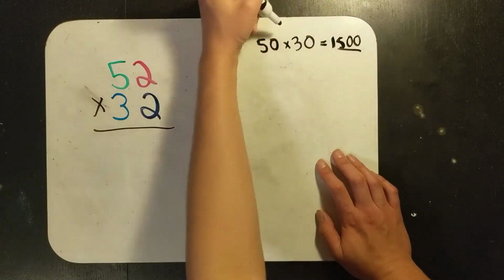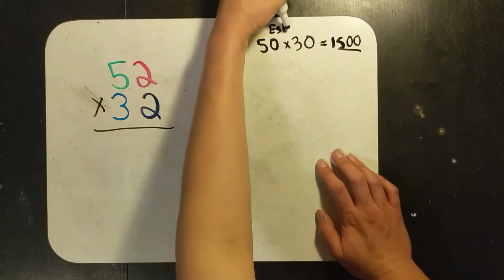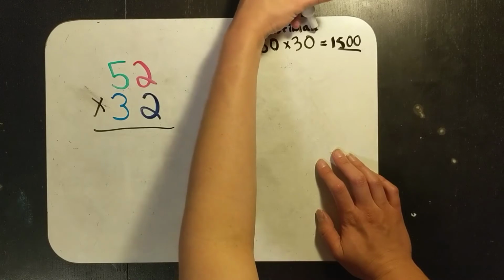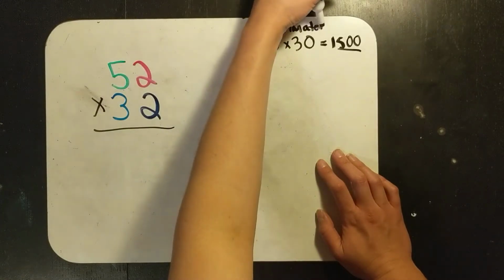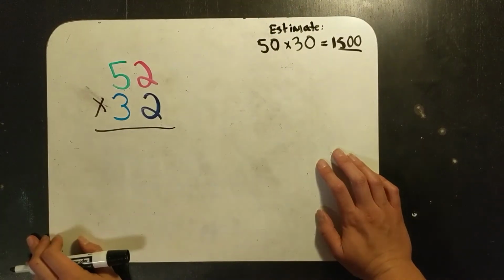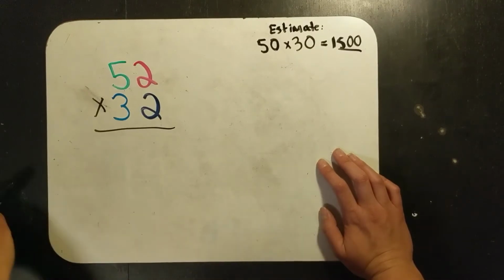So here's our estimate. Please make sure if you're in my class that you're doing an estimate on your whiteboard that you can take a picture of, or you're writing an estimate onto your Google slide. All right, here's how partial products works.